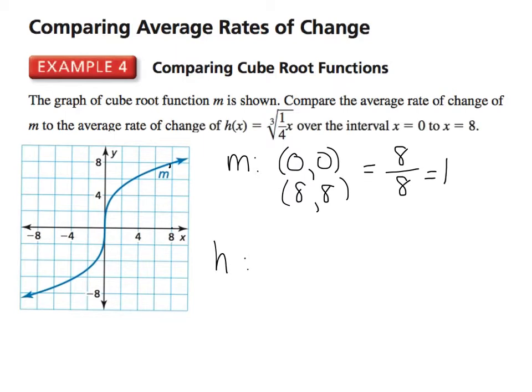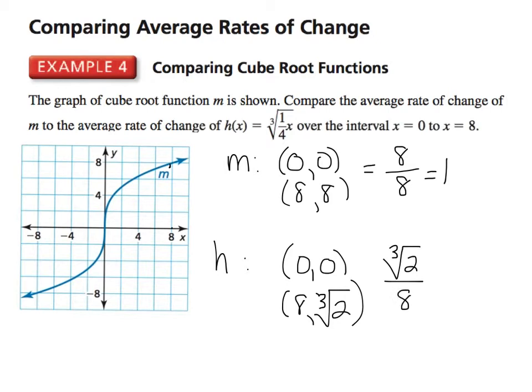Our h function. If we plug in 0, that gives us 0. Just basic math here. If I plug in 8, well, 1/4 of 8 is 2. And the cube root of 2 is what I'd have for my y value. So the change in y would be the cube root of 2 divided by the change in x, which is 8, which is approximately 0.16.